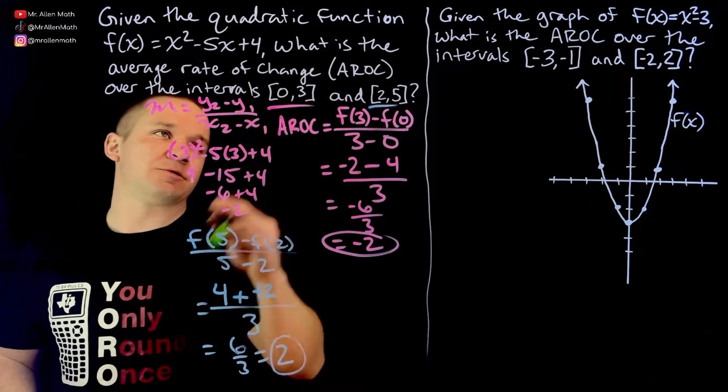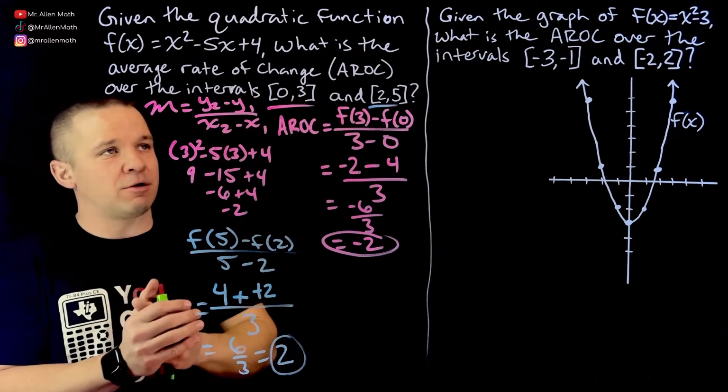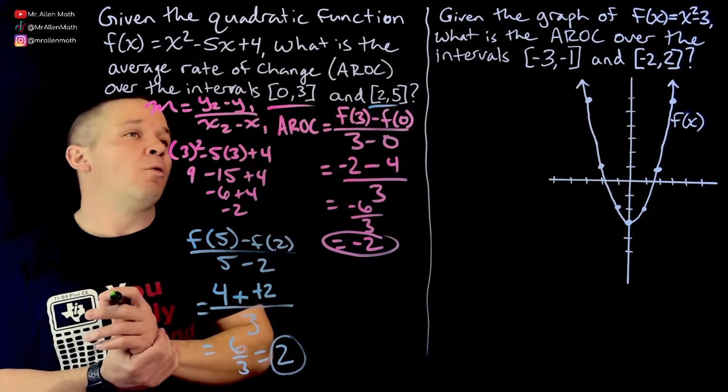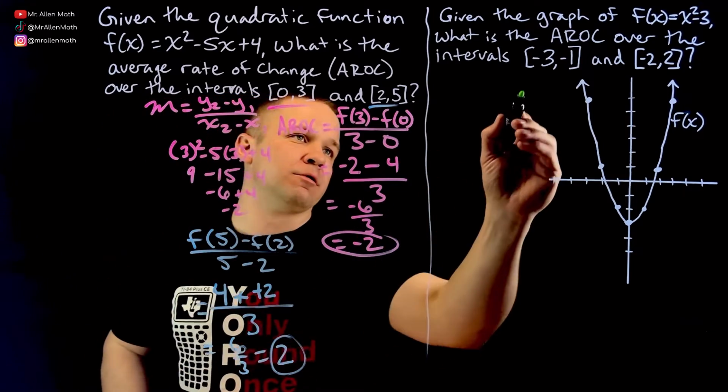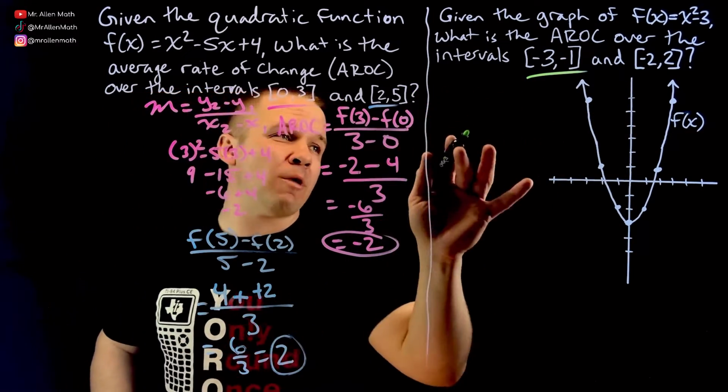Okay. Next one. Given the graph of f of x equals x squared minus 3, it's already been graphed for us, and I give you the equation. Sometimes they'll give you the equation, sometimes they won't. What is the average rate of change over those two intervals? So let's do this one here in green. And now I'm going to write it out.